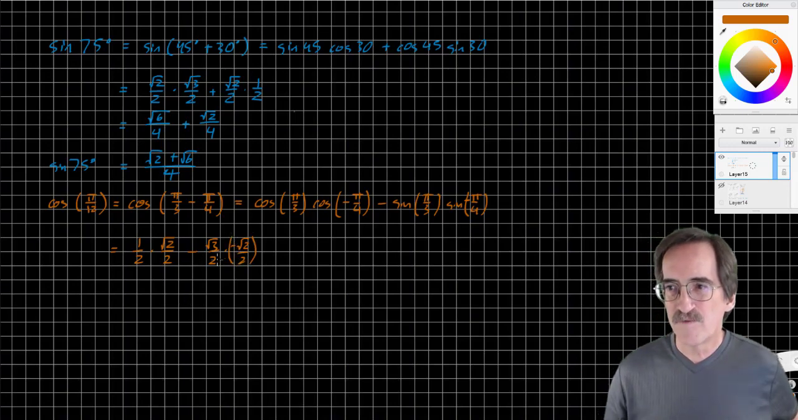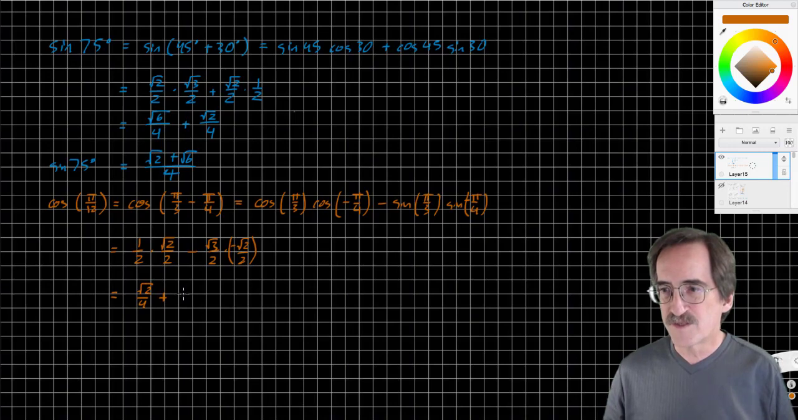So we have a negative times a negative, which is a positive. So this is root 2 over 4 plus root 6 over 4. And so this turns out to be root 2 plus root 6 over 4. Interesting that it turns out to be the same as our previous one. Root 2 plus root 6 over 4.